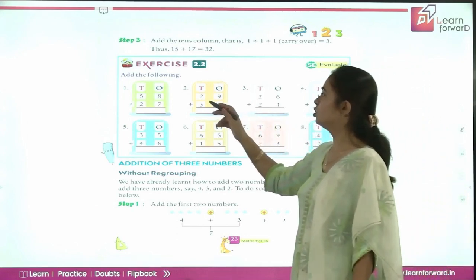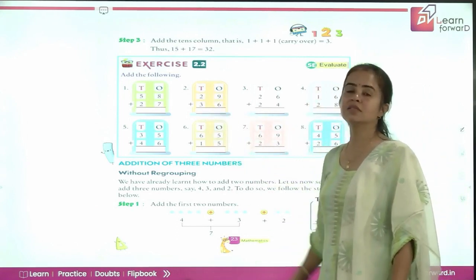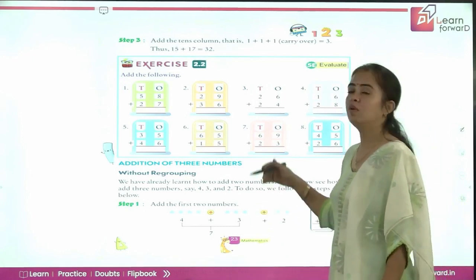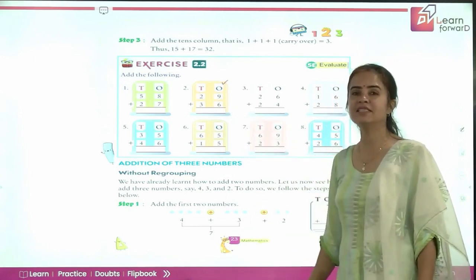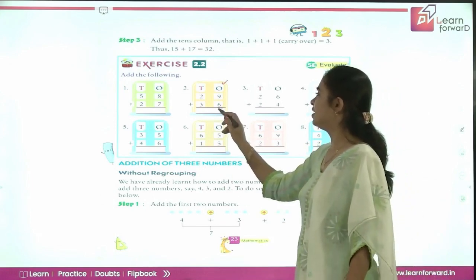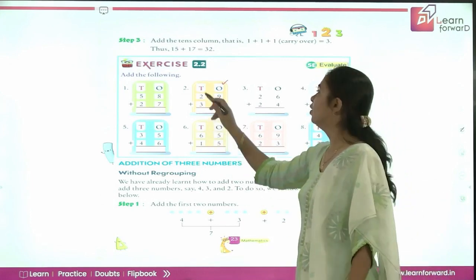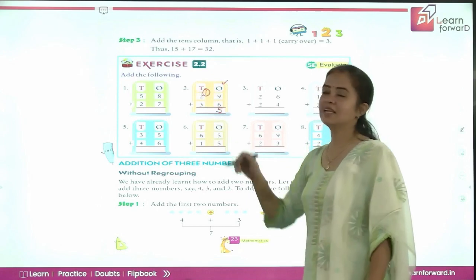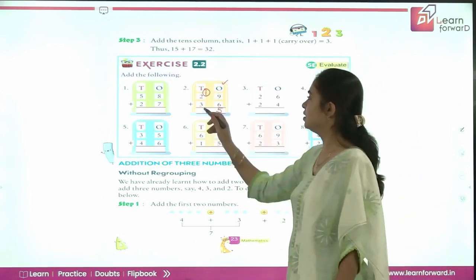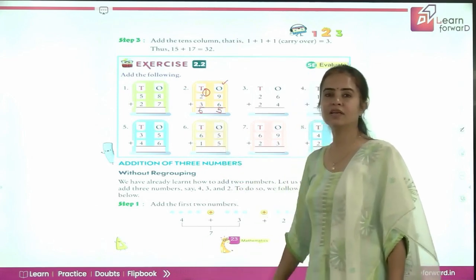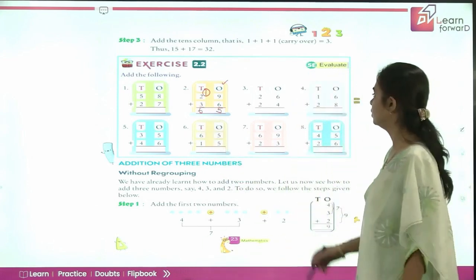Okay. Now we have an exercise for you here. Let's do some questions. 29 plus 36. So we'll be adding from ones column. Yes, 9 plus 6 is 15. 5 here and 1 goes to the tens place as a carryover. Good. 2 plus 1 is 3. 3 plus 3 is 6. That's perfect. Easy. Let's do one more.